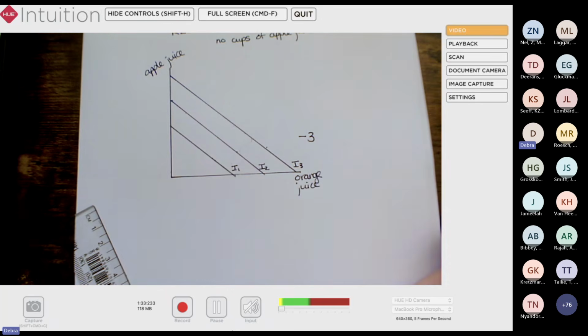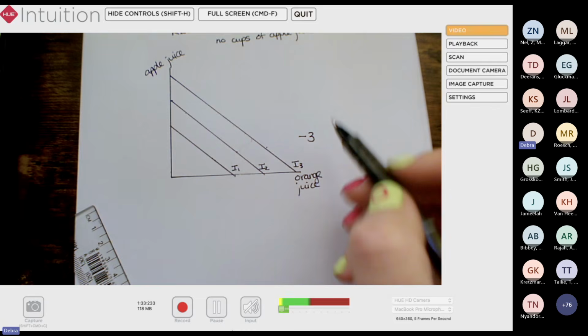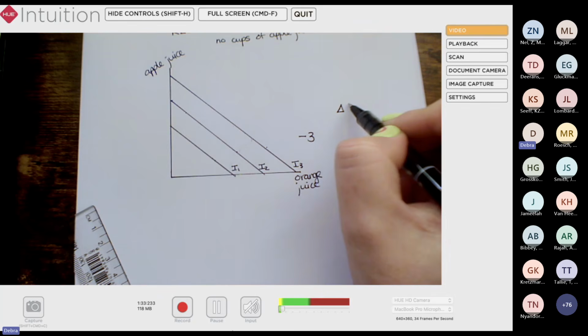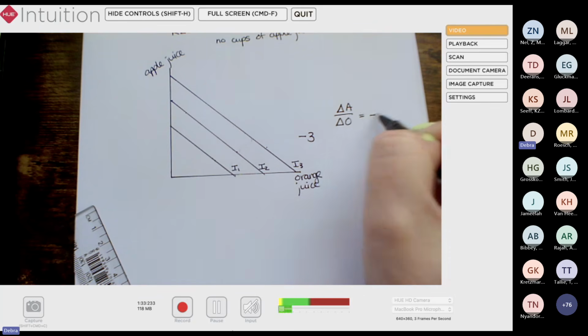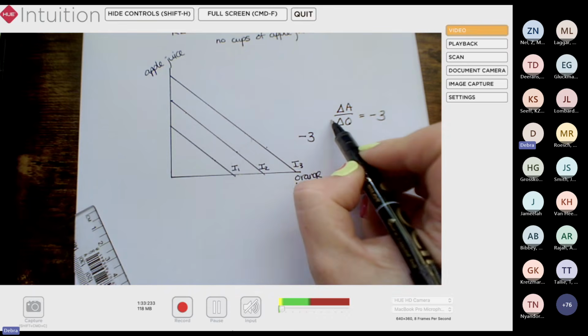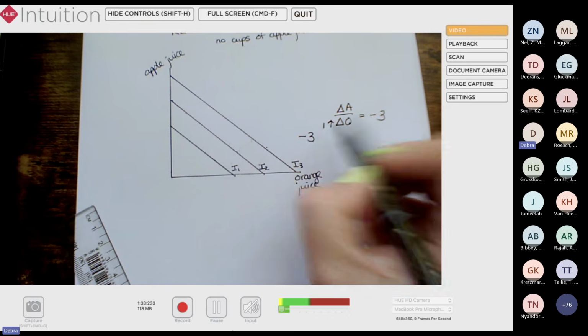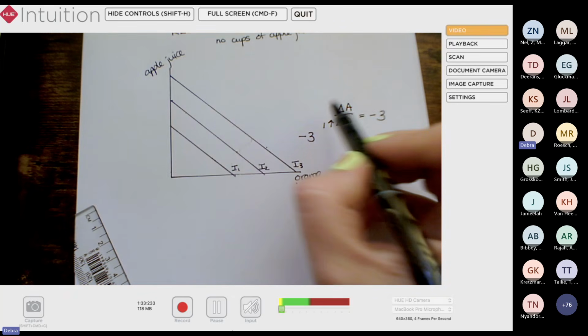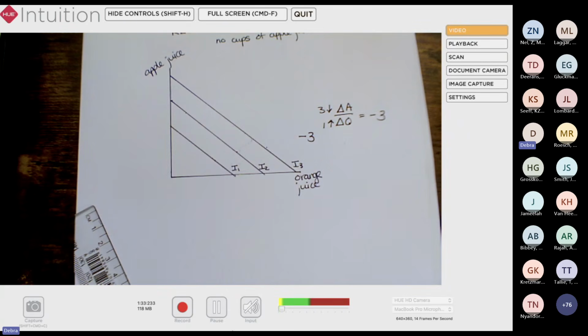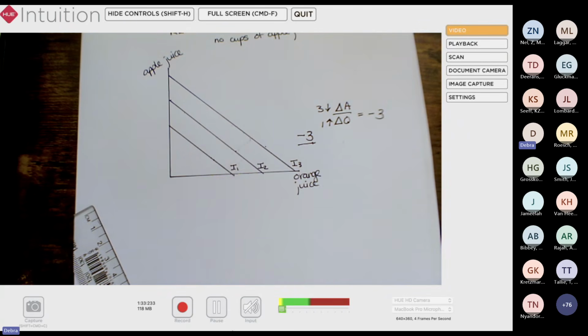That's going to indicate that he is always willing to give up 3 apple juices for 1 orange juice. So in order to get 1 extra orange juice, he is always willing to give up 3 cups of apple juice. So the slopes of these lines are all -3 because that represents his marginal rate of substitution. Okay.